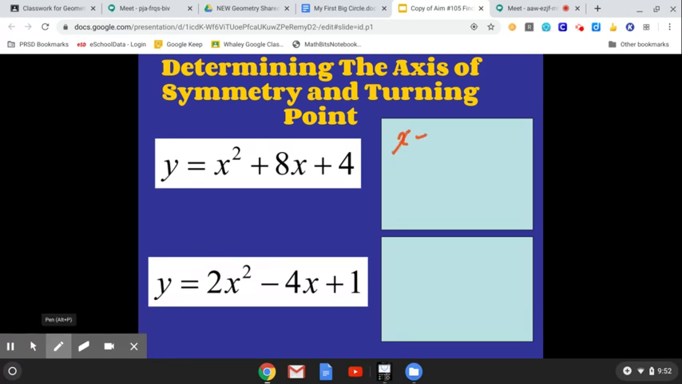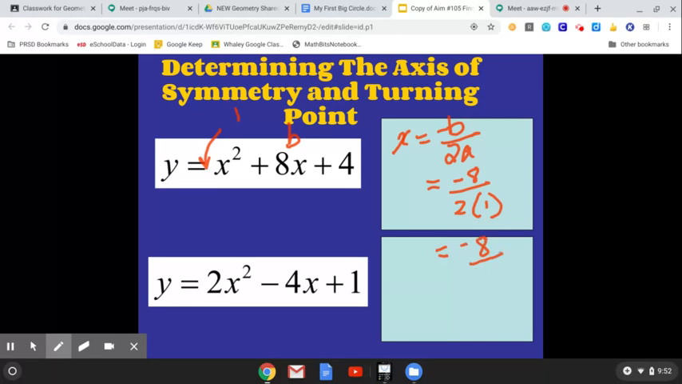So the axis of symmetry is the formula x equals negative b over 2a. My a value in this case is 1 again. My b value in this case is 8. I'm going to put in negative 8 up here because it's negative b over 2a. Negative 8 over 2, which is negative 4. So the axis of symmetry is x is equal to negative 4. That's the axis of symmetry.